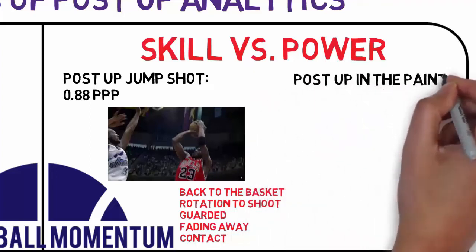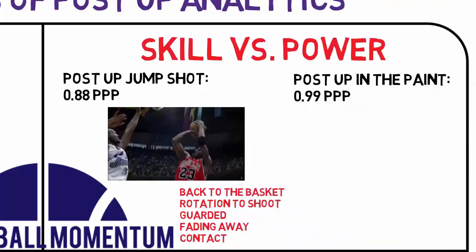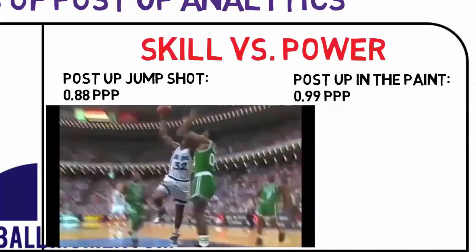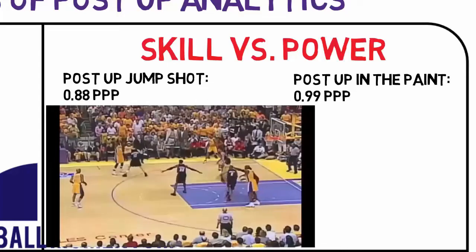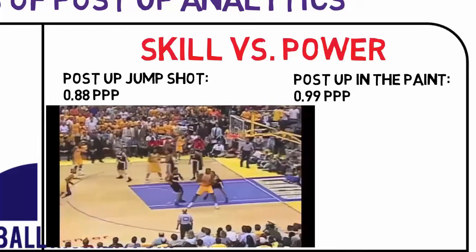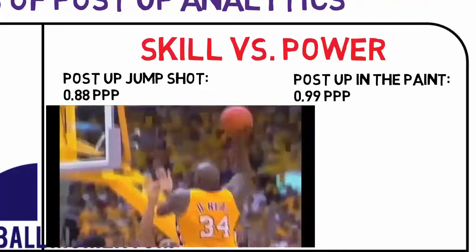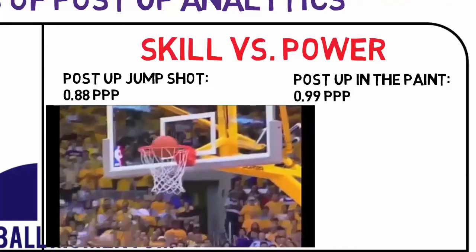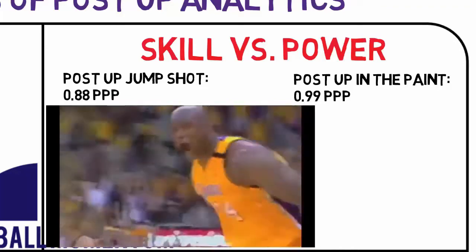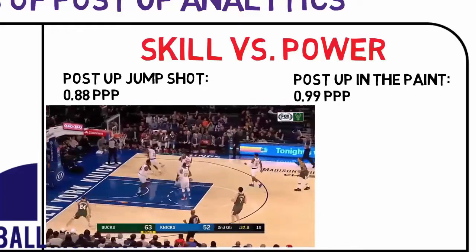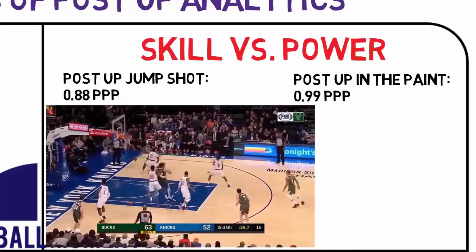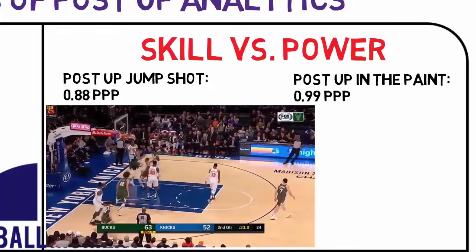Now let's take a look at the post-up in the paint. This is 0.99 points per possession, and we see here Shaq working in the paint and using his power to receive easy points. And if we now take a look at Giannis, it's the same principle. If he goes to the paint, he's a force of nature.